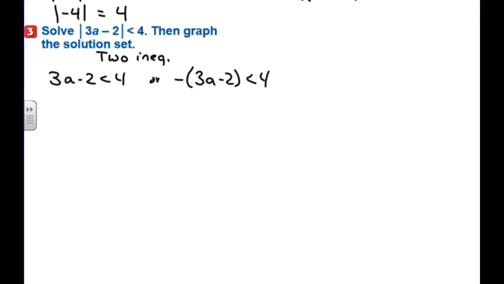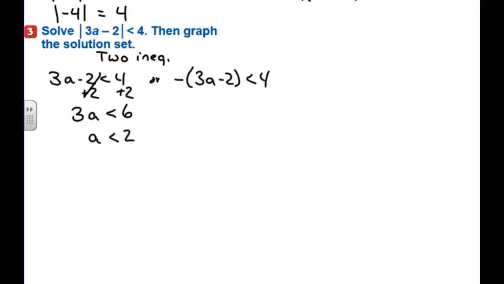3a minus 2 is less than 4. Then actually with the second one, it's going to be more than 2. We add 2 to both sides. Then this cancels out, and we have 3a on the left-hand side is less than 6. We divide by 3, and a is less than 2.